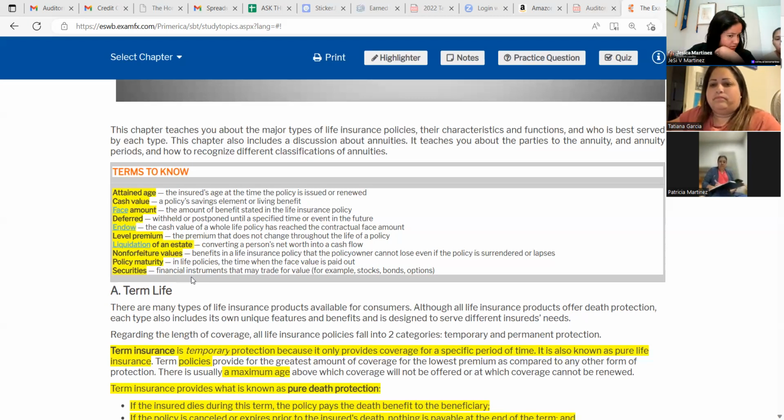Non-forfeiture values are benefits in a life insurance policy that the policy owner cannot lose even if the policy is surrendered or lapses. We're going to see more of that later on. Policy maturity, in life policies, is the time when the face value is paid out. It's matured when it's paid.